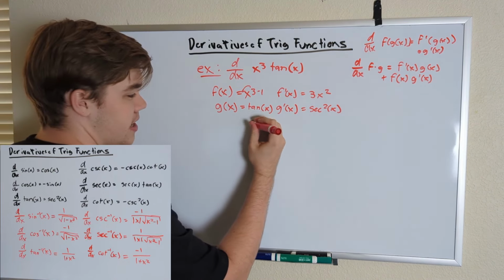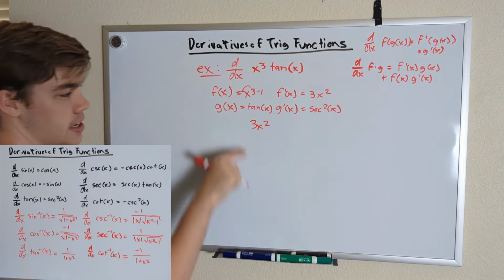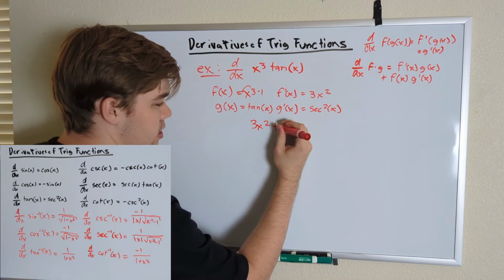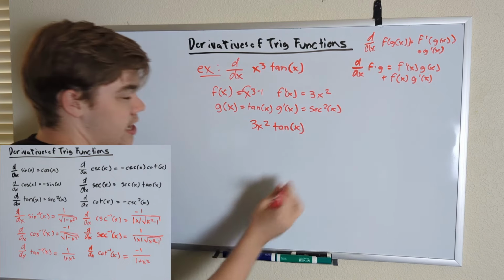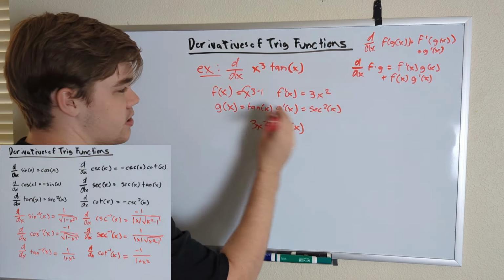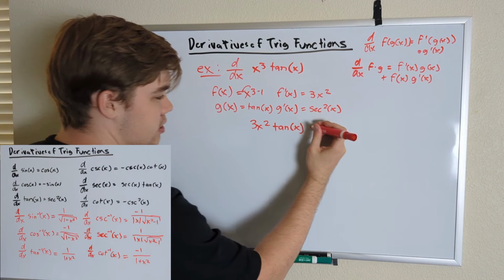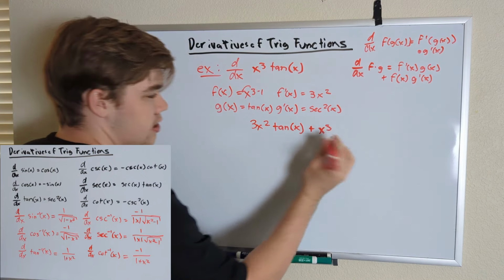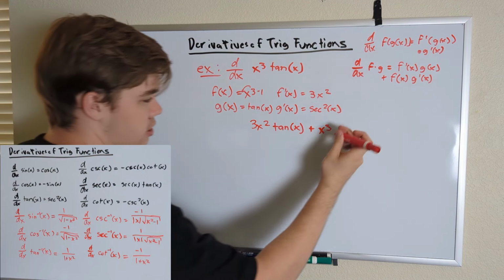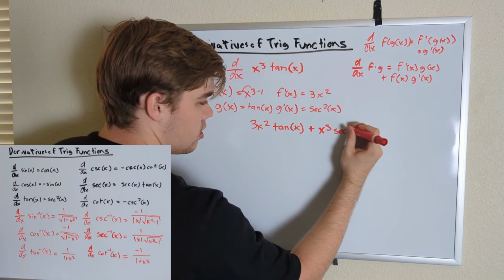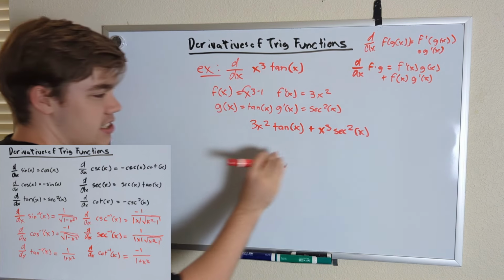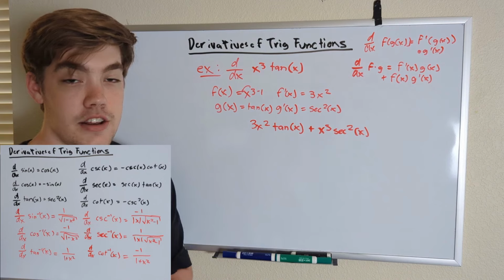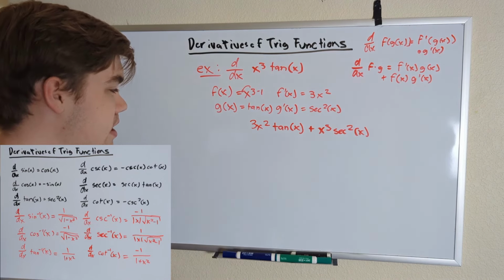F prime of x is 3x squared, and we multiply that by g of x, which is just tangent x. And then we need to add that to f of x, which is x cubed, times g prime of x, which is just secant squared x. And while this is the right answer, and you can leave it like that and you will have the right answer, we can technically simplify this just a little bit more.